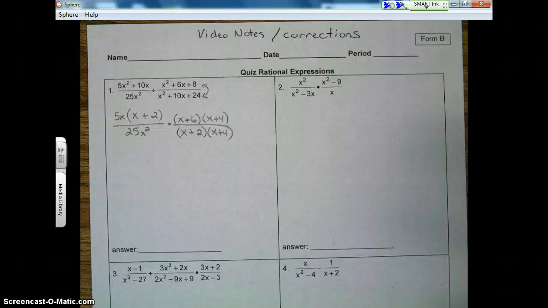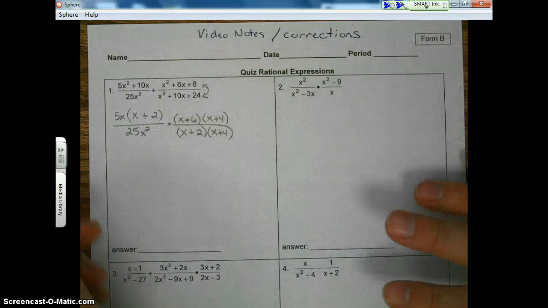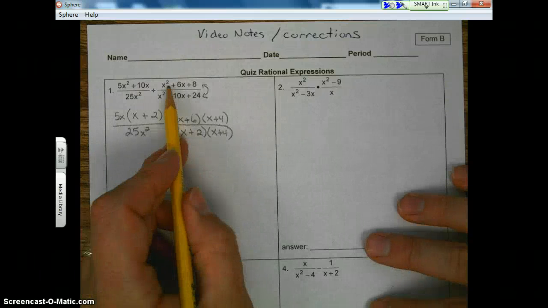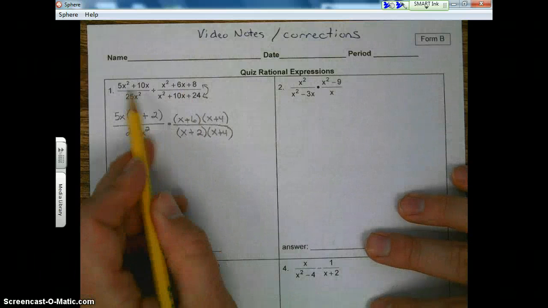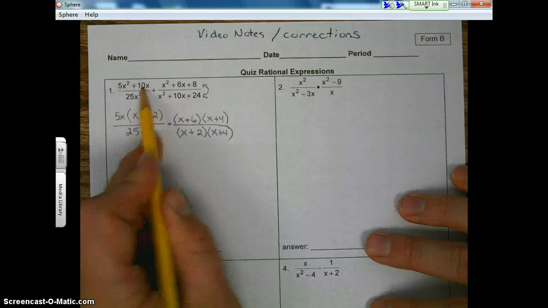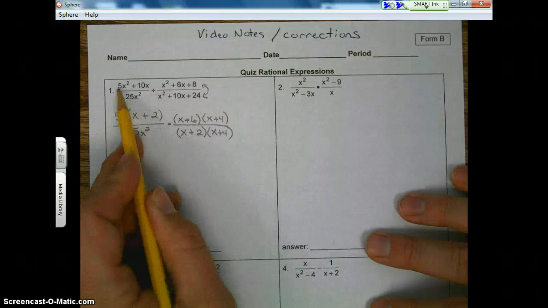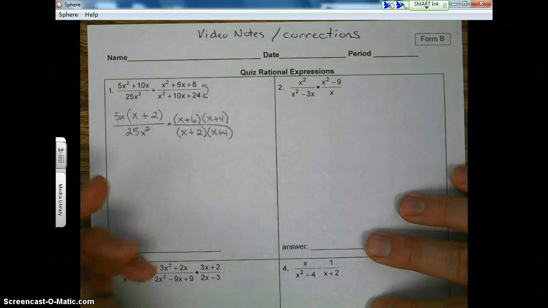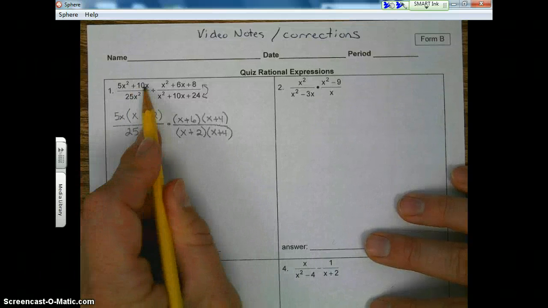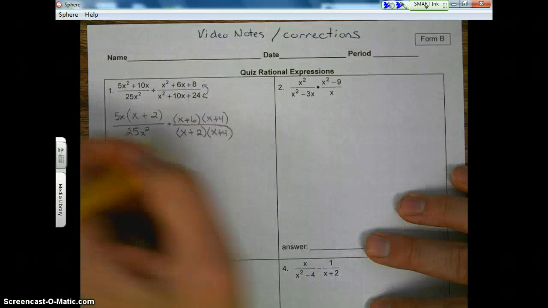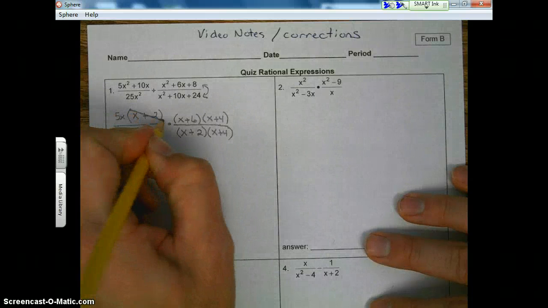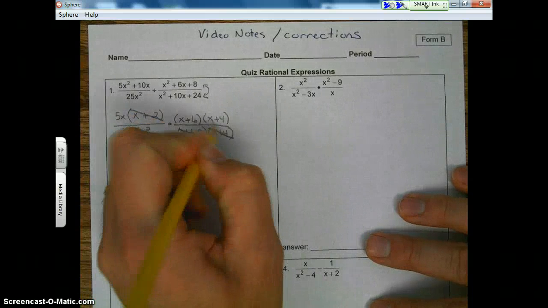So we factor everything. If you need help with factoring, you let me know. Remember, factoring, we use the x factor on these. And here we factor out a common term. So we factor out a 5, 5 goes into 5, 5 goes into 10. And they both have x's, so we factored out an x. Okay, so the x plus 2 are going to cancel. X plus 4's cancel.